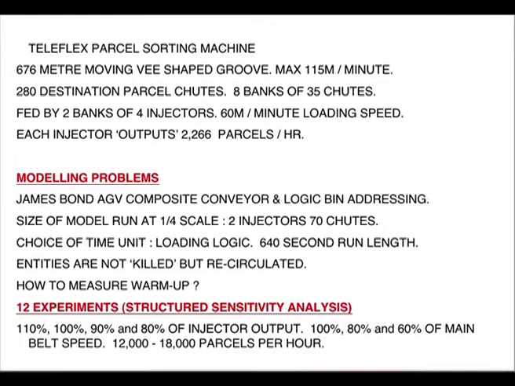When modelling a bin, the belt speed over the width of the bin had to be modelled as a time delay using a conveyor. Also, as part of the bin functionality, if the attribute bin was equal to the bin address of that object, the parcel would then leave the system and be counted as being sorted. The size of the model was run at a quarter scale, 2 injectors, 70 chutes.